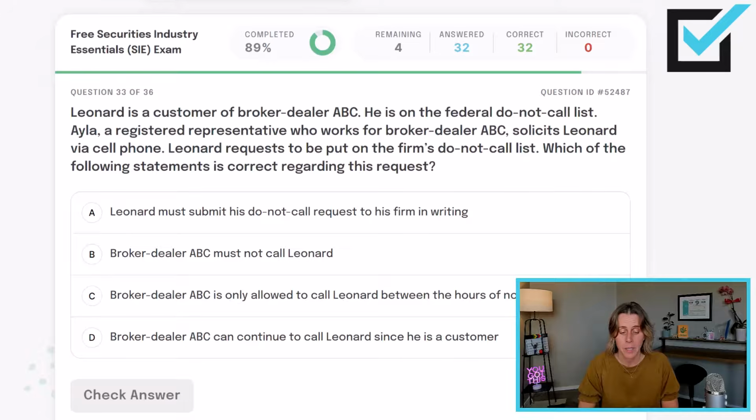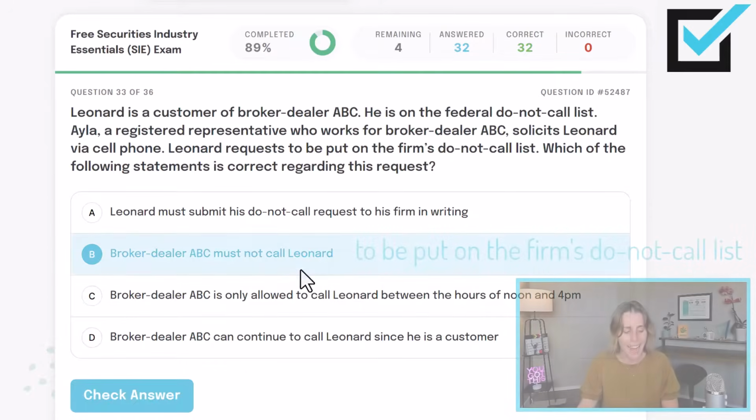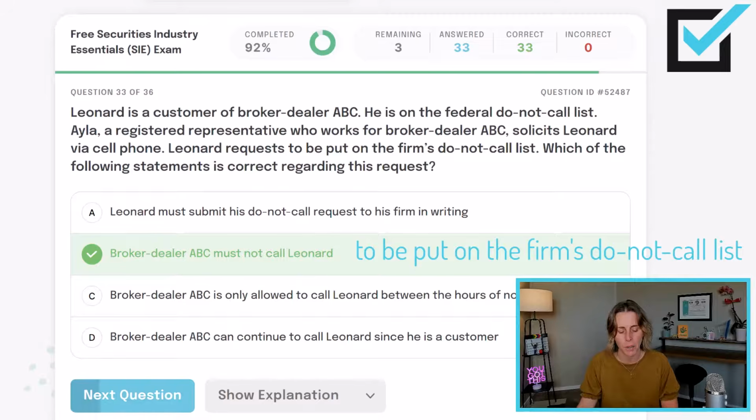Leonard must submit his do not call request to his firm in writing. Broker-dealer ABC must not call Leonard. I like that. Broker-dealer ABC is only allowed to call Leonard between the hours of noon and 4. No, broker-dealer ABC can continue to call Leonard since he is a customer. No, he is specifically asked. That's all he has to do to be put on the do not call list.